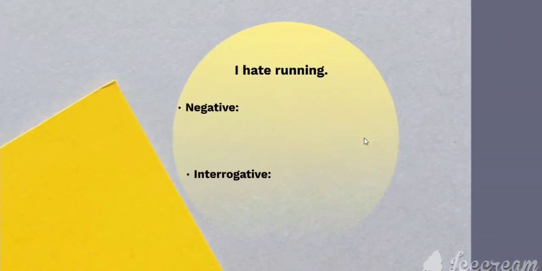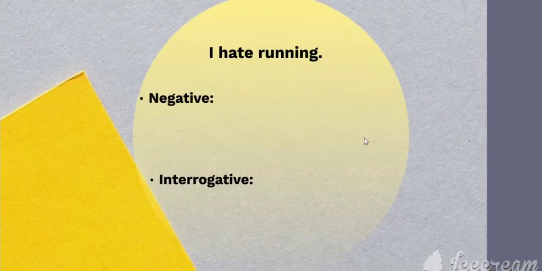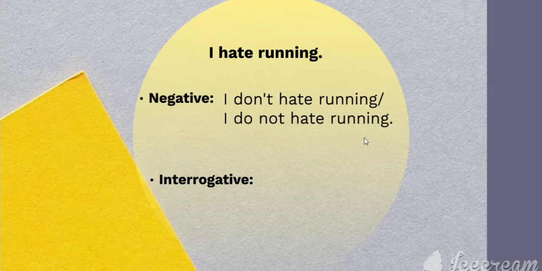Finally, we have here an exercise of making negative and interrogative sentences. For example, here the main sentence is I hate running, and we're going to transform it into a negative and interrogative sentence. The negative is I don't hate running, or I do not hate running. The first one is informal and the last one is formal. And the interrogative form is like that: do I hate running? So this is the form that it has to be in a normal sentence, then in a negative, and finally an interrogative.